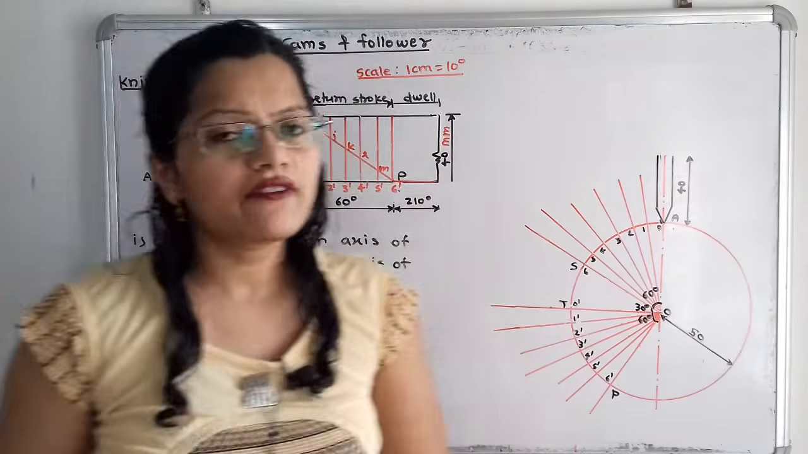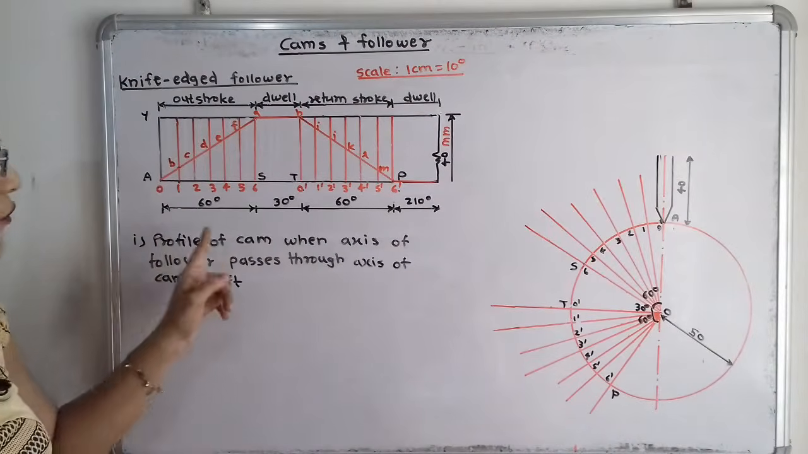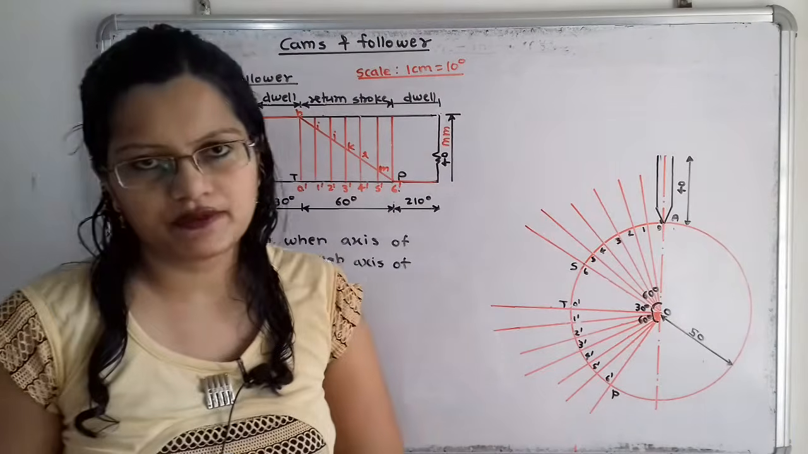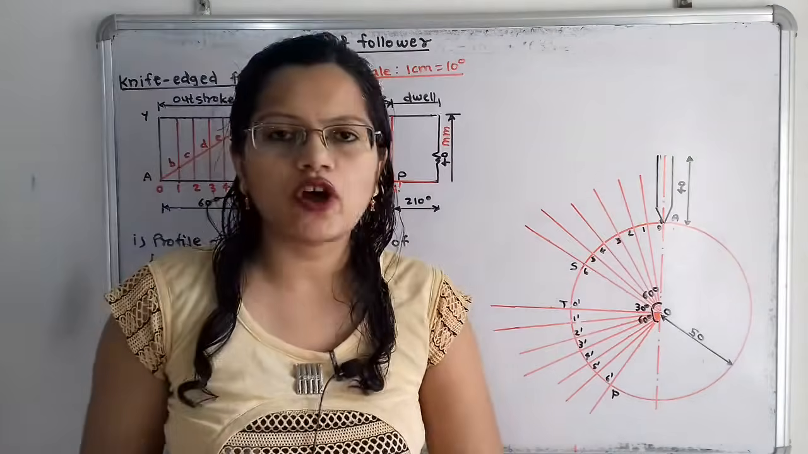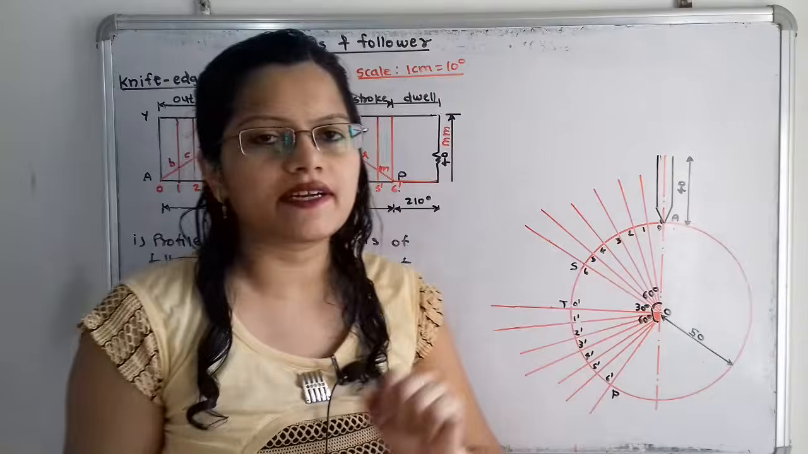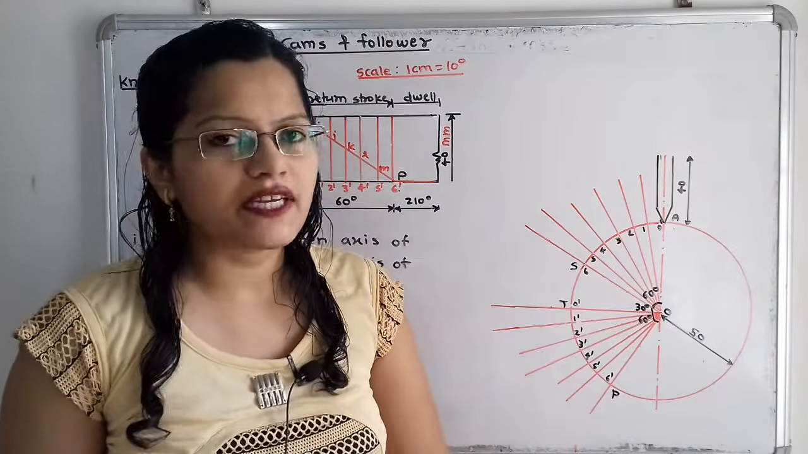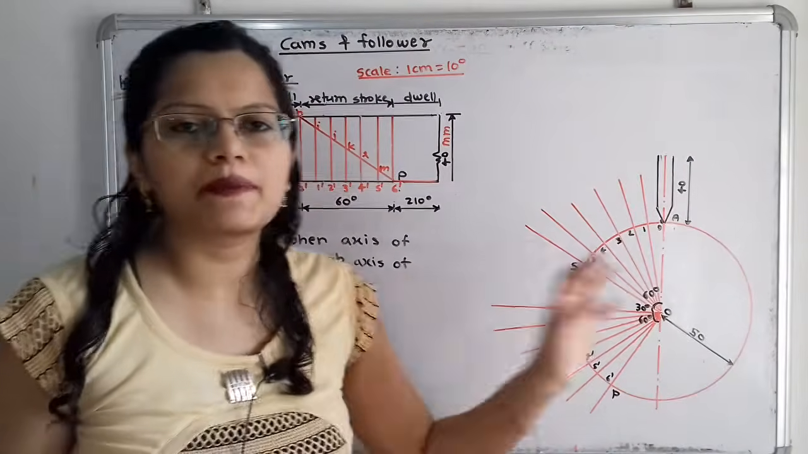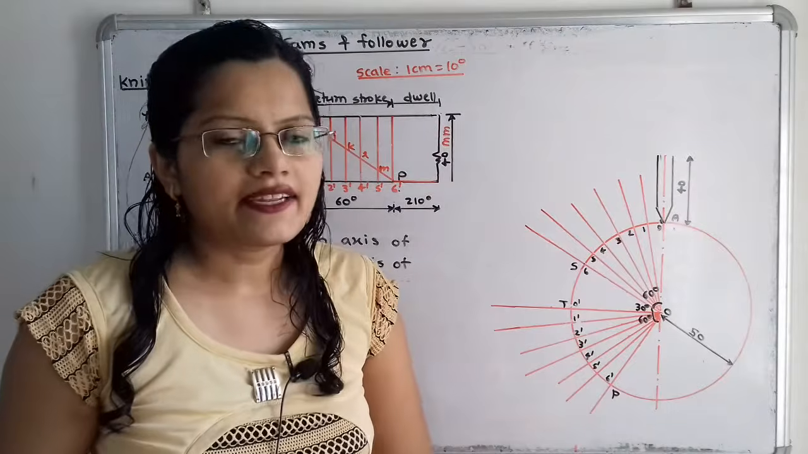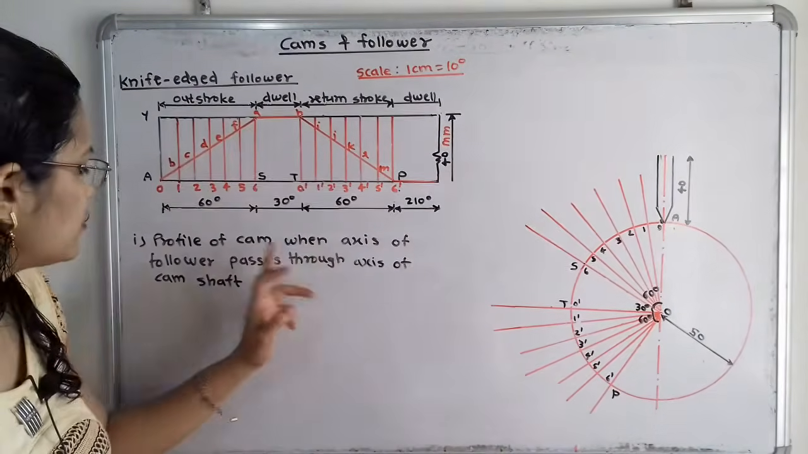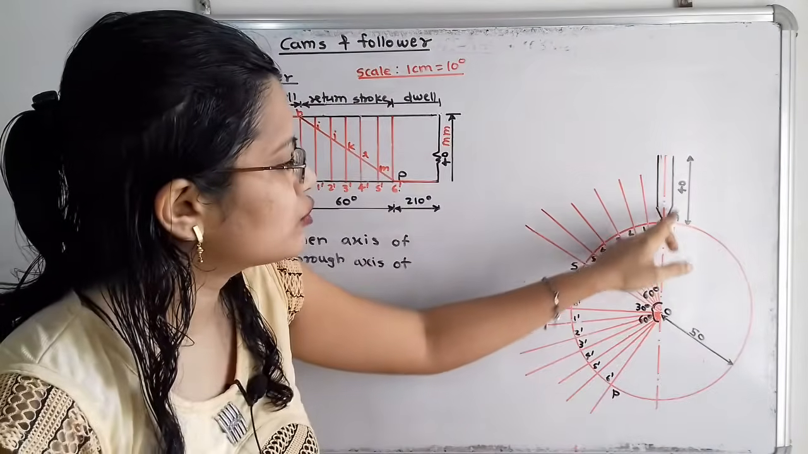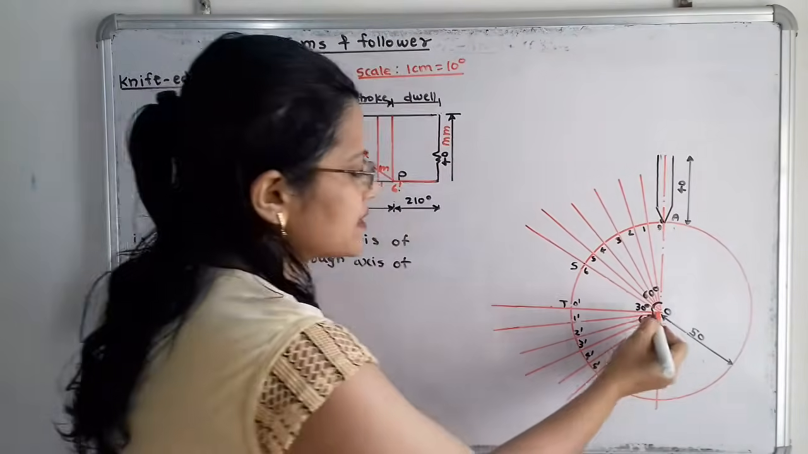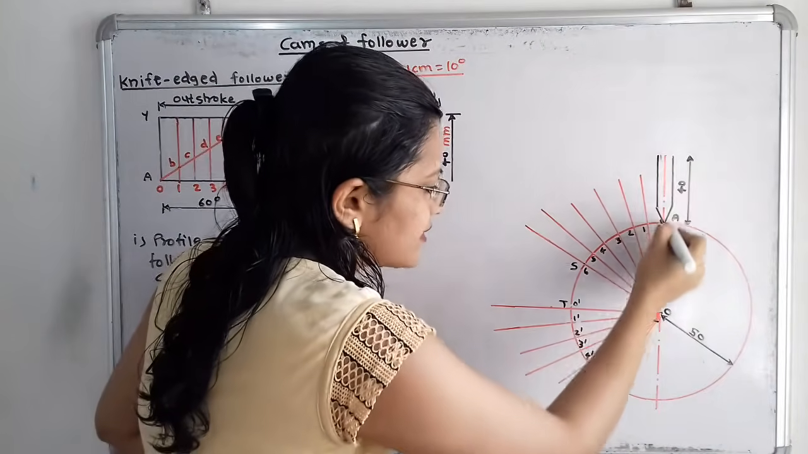Now we will move to the first case. We have to draw the profile of the cam when the axis of the follower passes through the axis of the camshaft. For that, first we have to draw one base circle with 50 mm radius, because the minimum radius is mentioned in the question. Take O as the center and draw one circle with 50 mm radius. The condition is given that the axis of the follower passes through the axis of the camshaft. Here is the knife edge I have shown, and its axis is passing through the center O.